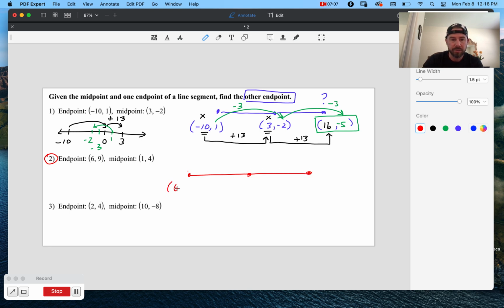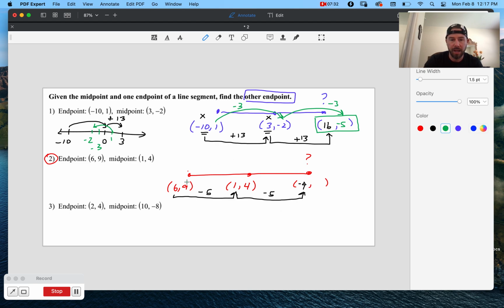So we got (6, 9) as the endpoint. The midpoint is (1, 4). I actually think this one's easy. And they want us to find this other endpoint over here. So from 6 to 1, you just subtract 5. So you do the same thing here. 1 minus 5 is negative 4.